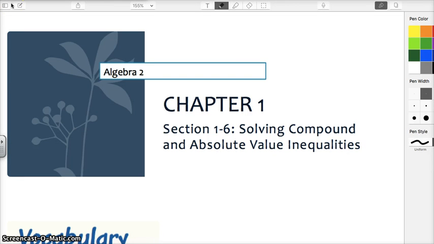Okay, we're still in Algebra 2, and we are actually at the end. This is our final section of Chapter 1. So after this, we will begin reviewing for our test in Chapter 1. So Section 1.6, solving compound and absolute value inequalities.